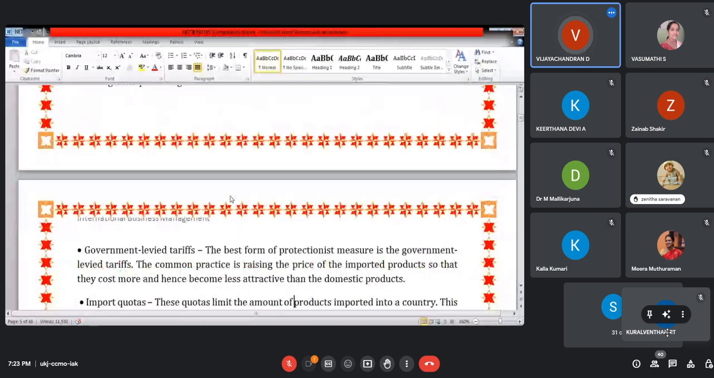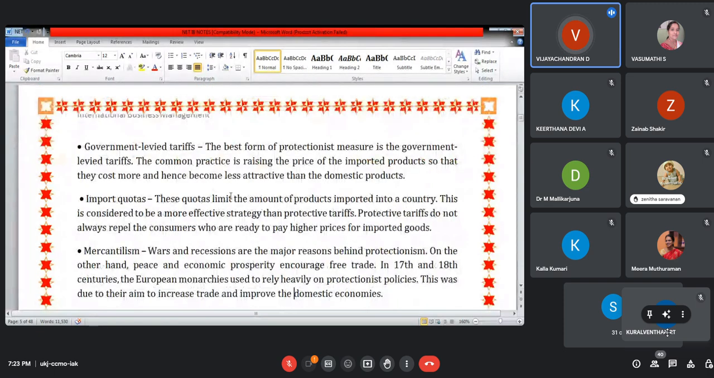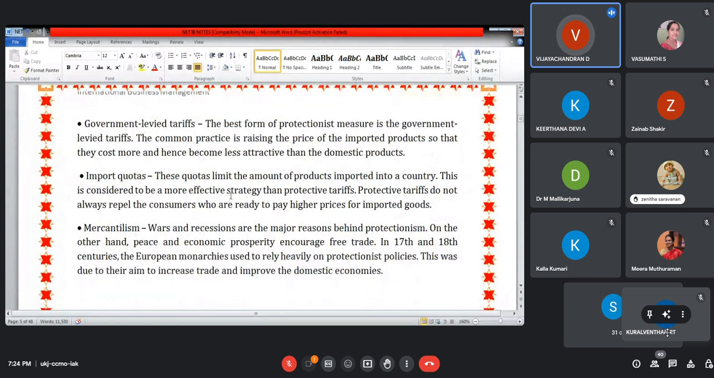Okay, and next, the tariff I told. What is a tariff? The tax. It raises the price of the imported products, so the cost will be more. If you are importing a product, the government will levy a customs tax, a customs charge. So if the tariff is more, what happens? The product price will be more. Import quotas, I told. And another way is mercantilism.